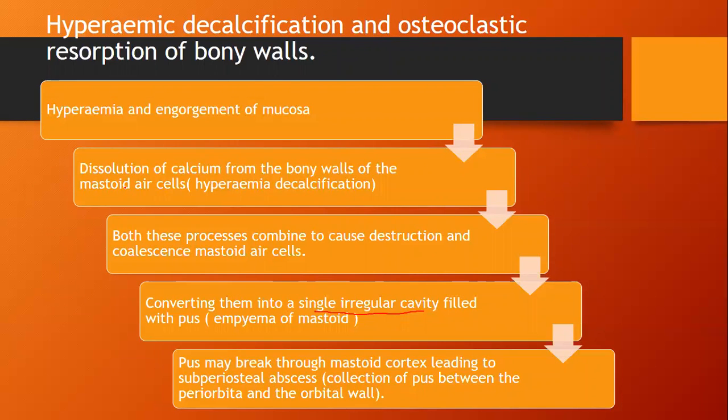With hyperemia, when calcium is reabsorbed, calcium will be decreased, so it can lead to destruction of the mastoid cells. The air cells, that is the mastoid cavity, will change into a single irregular cavity filled with pus, called an empyema of mastoid. And in the later stage, the infection or pus collection will lead to a stage of subperiosteal abscess.